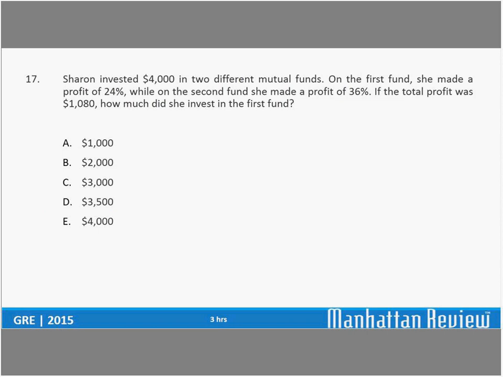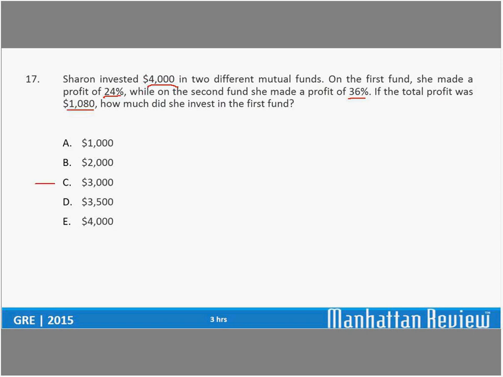Now, look at this question. She invested 4,000 in 2 different mutual funds. On the first fund, she made a profit of 24%. On the second, she made a profit of 36%. If the total profit was $1,080, how much did she invest in the first fund? So you understand this is a question with definite values.